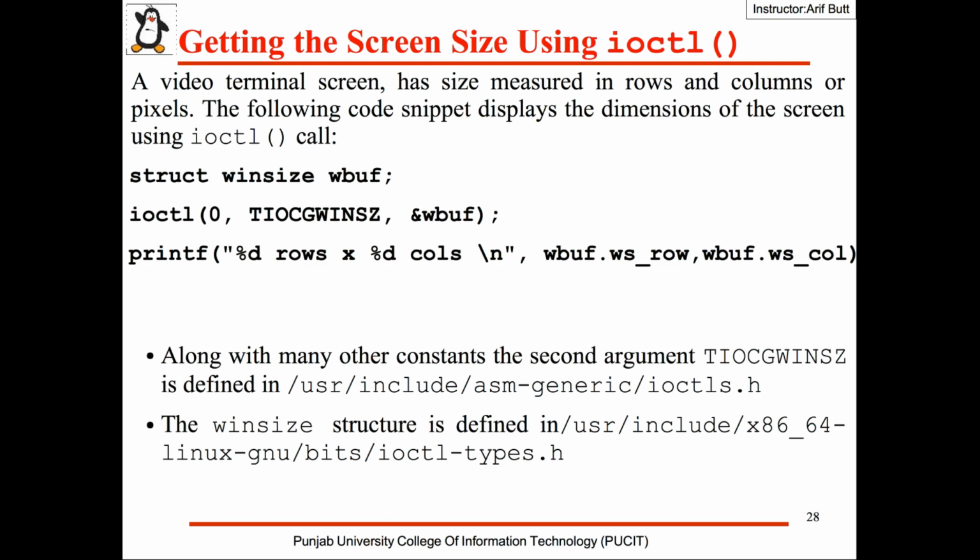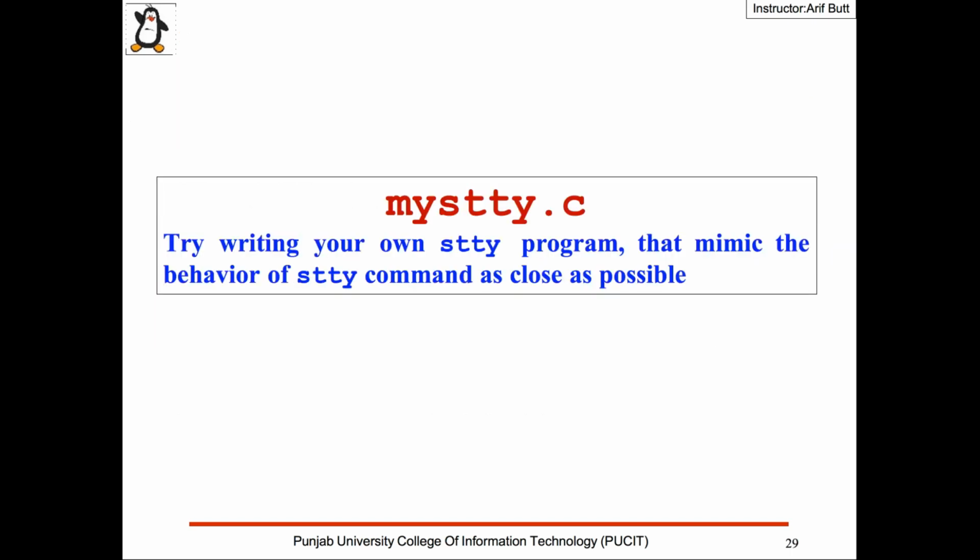Maybe some of the students might have used this in your assignment part of the design of the more utility, where the requirement was to change the behavior of more every time the screen size changes. You can use this code snippet, practice it. I have uploaded a sample code on my Bitbucket account that uses ioctl to get and set the screen size. Finally, dear students, this is your assignment. I hope you will be able to write your own stty utility now. Try designing and writing it as close as possible to the actual stty command.